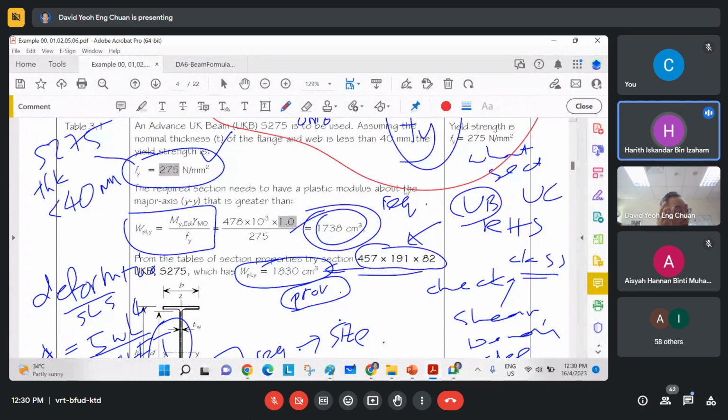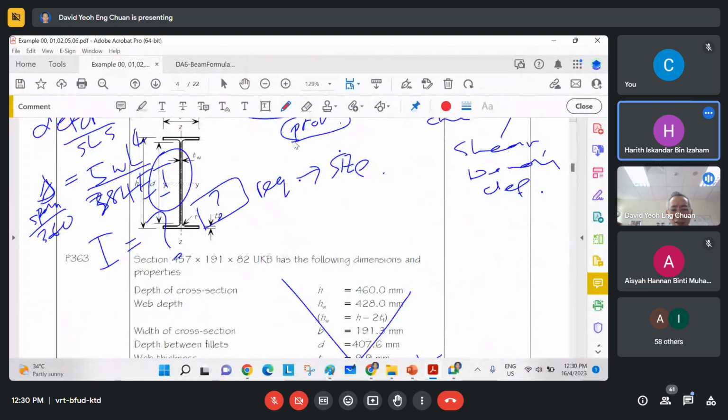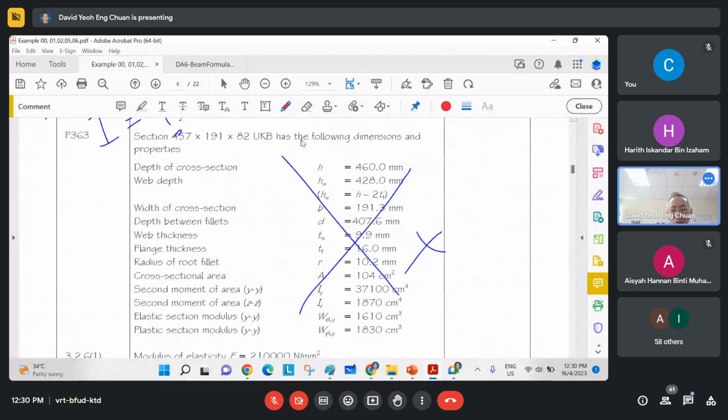Doktor nak explanation sikit lah. Yang dekat WPL kan, apa plastic modulus, kenapa kita kena tengok Y axis berbanding Z axis? Major axis. Oh, sebab major axis. Y axis is major axis. In steel, Eurocode 3, Y axis is major axis. Now always remember, I major is always bigger than I minor.